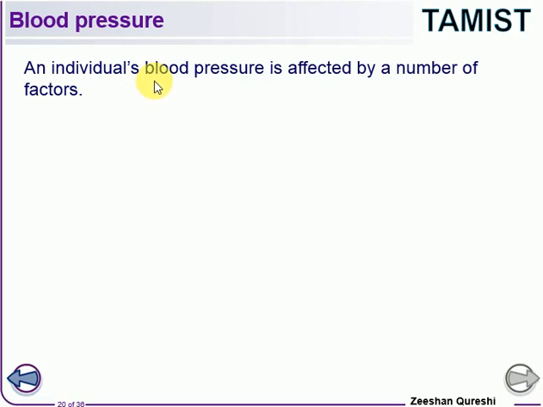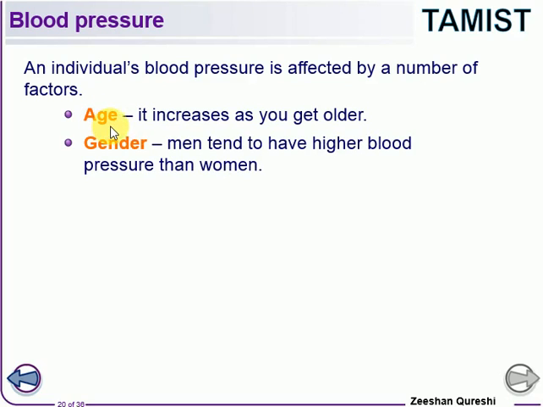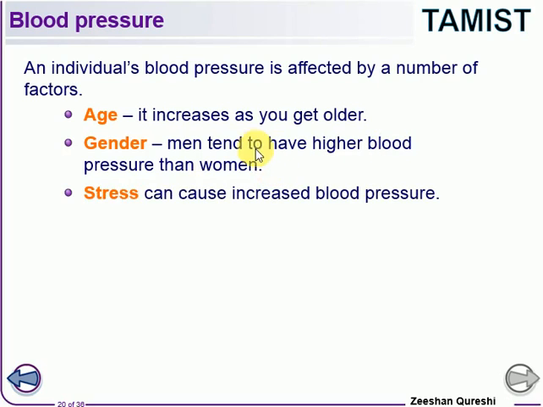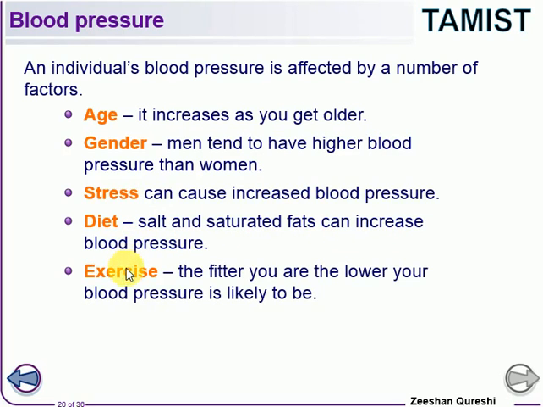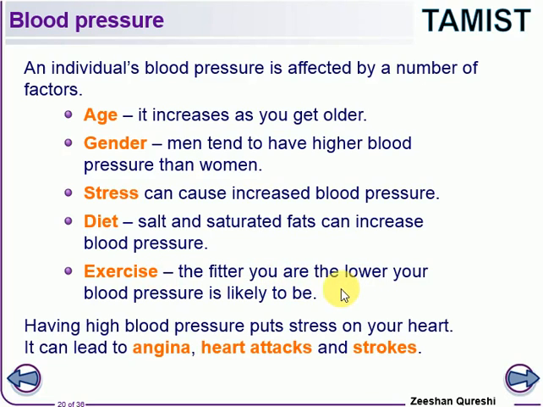An individual's blood pressure is affected by a number of factors, including age. As you get older, the blood pressure will be affected. Number 2 is gender. Men tend to have higher blood pressure than women. Stress can cause increased blood pressure. Diet, salt and saturated fats can increase the blood pressure. Exercise: the fitter you are, the lower your blood pressure is likely to be.